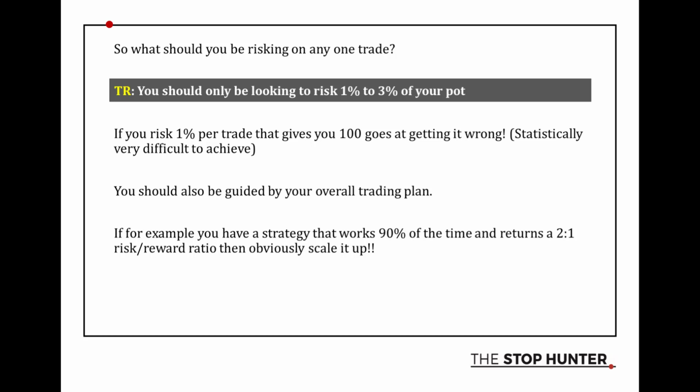And you should also be guided by your trading plan. So if you've got a strategy that works 90% of the time and returns a 2-to-1 risk reward, then obviously scale it up, and we'll look at ways of scaling up those home run trades that break out of that 1 to 3% rule. But for all standard trading, especially if you're new to trading, 1 to 3% to start with.